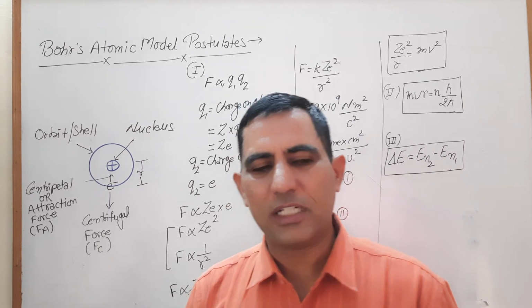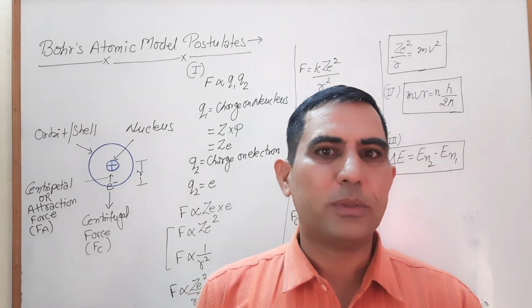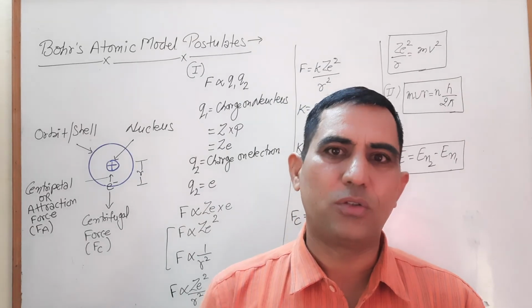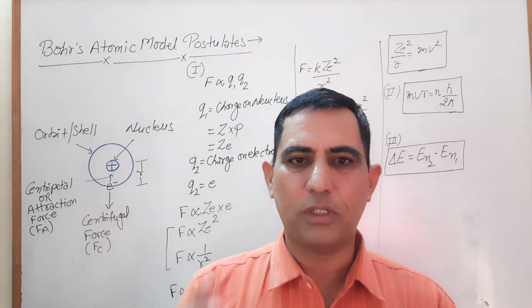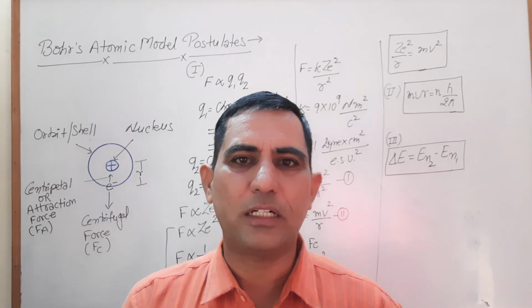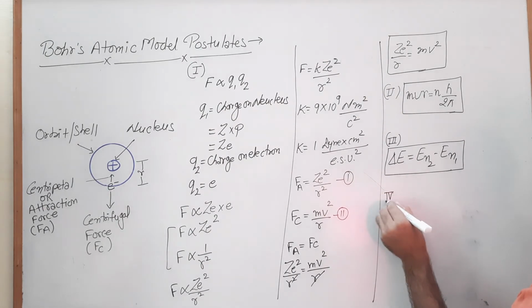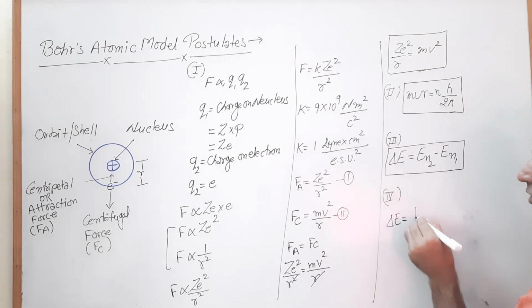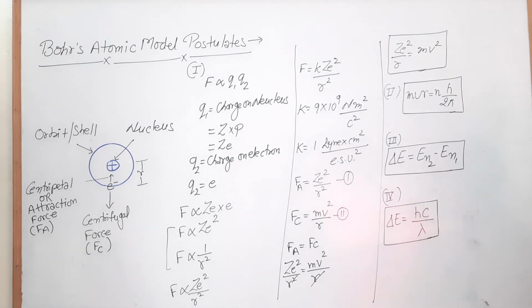Whenever an electron is transferred from one shell to another shell, it emits or absorbs energy. The emission or absorption of energy is not continuous; it happens in small energy packets. Those small energy packets are known as quanta. So the energy of one quantum is given by this formula: del E is equal to hc upon lambda. h means Planck's constant, c means velocity of light, and lambda means wavelength.